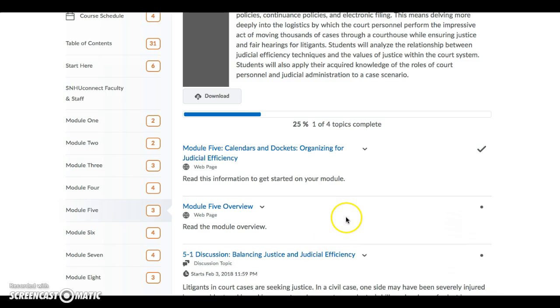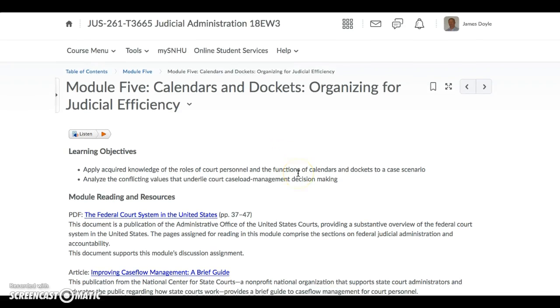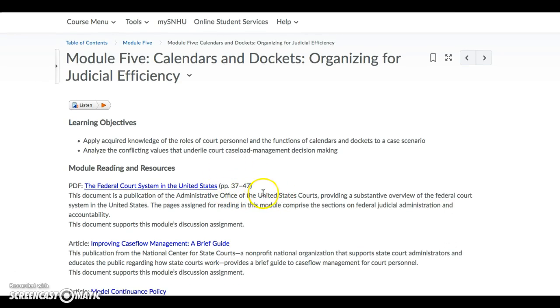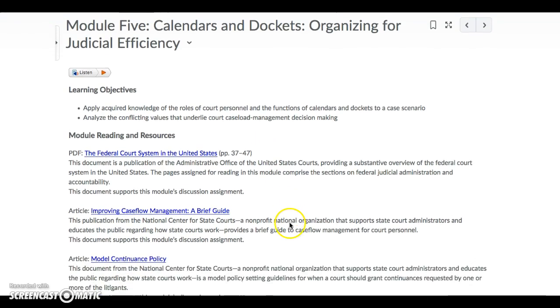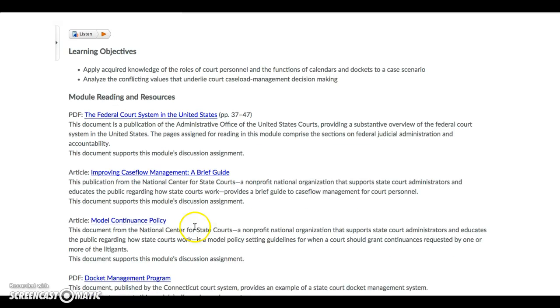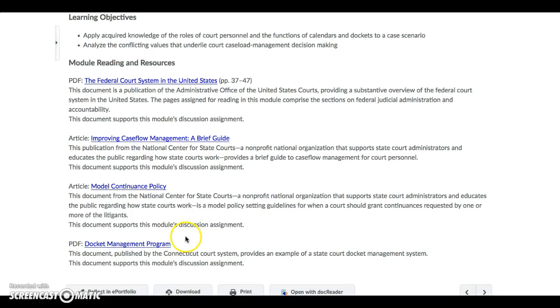Okay, so I'm gone. Again, it's very important that you take a look at the information here to get started for your module. When I open this up, you're going to see a couple different articles. One is on the federal court system in the United States, and specifically it's 10 pages that you need to pay attention to, pages 37 to 47. This is an article on improving case flow management, a brief guide. I want you to take a look at that. That'll help you with this week's writing assignment. And then finally, the model continuance policy and the docket management program.